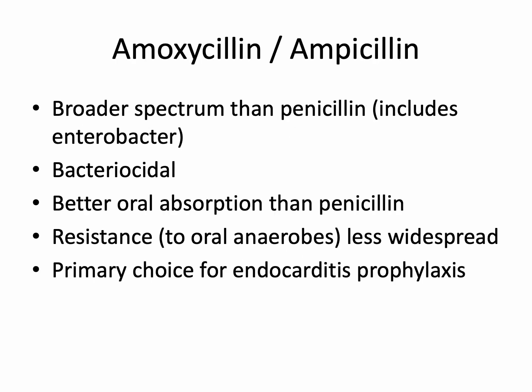Amoxicillin and ampicillin. This group has a broader spectrum than the penicillin. It includes an effect on enterobacteria. Amoxicillin and ampicillin are bactericidal. They have better oral absorption than the penicillin, and in terms of resistance, it is less widespread. Amoxicillin and ampicillin are the primary choice for endocarditis prophylaxis.